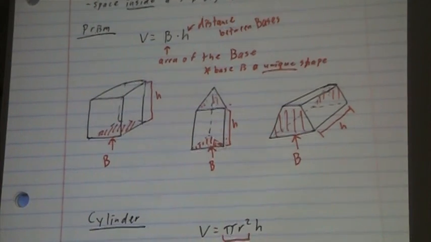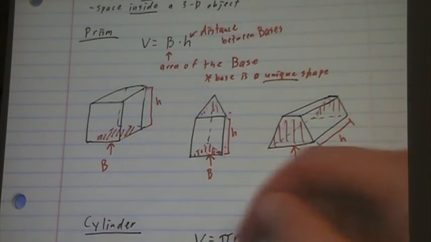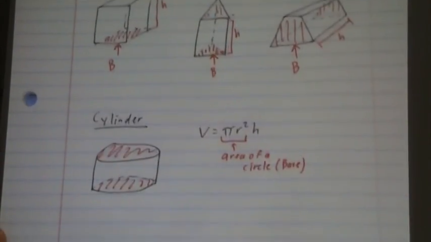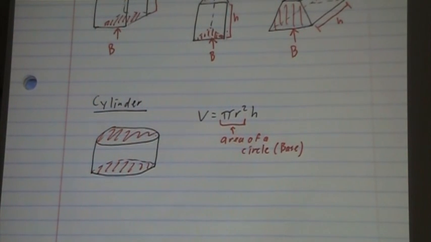Anyway, there you go. Make sure you have a calculator when you're doing this guy. We got our friend pi back, 3.14, or the pi button. All right, make sure you watch those example videos, and I will see you in a moment.